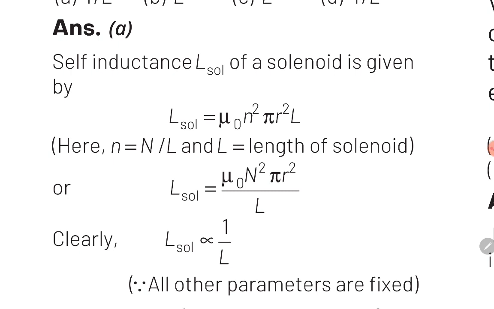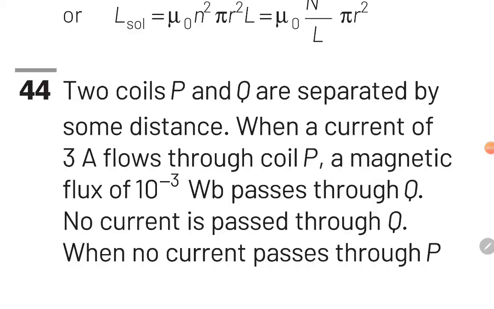Guys, on doing this substitution, we'll obtain self-inductance as equal to mu naught capital N square into pi r square whole divided by L. Guys, in this equation, all the terms in the numerator are constant, and therefore self-inductance of solenoid will be proportional to 1 upon L, where L is length of solenoid. So guys, the correct answer for this question will be option A, which is self-inductance of solenoid is proportional to 1 upon length. So guys, with this we have completed this question. Let's move ahead to the next slide. Yes students, the 14th question of the chapter is, two coils P and Q are separated by some distance.